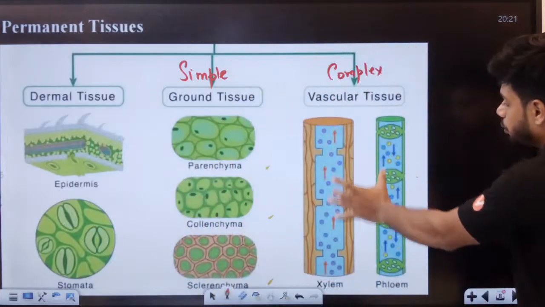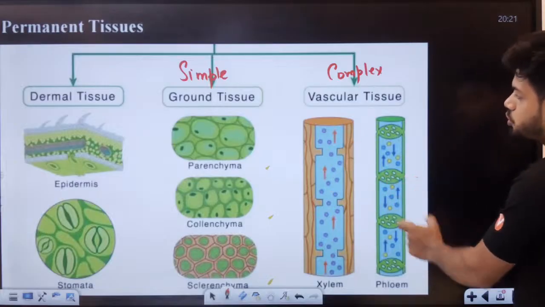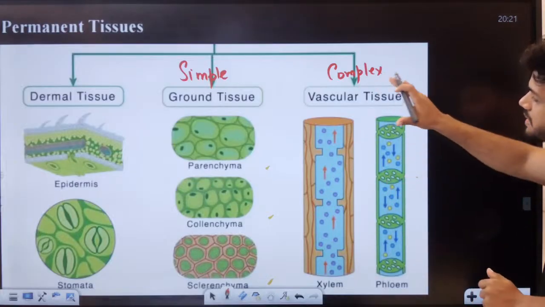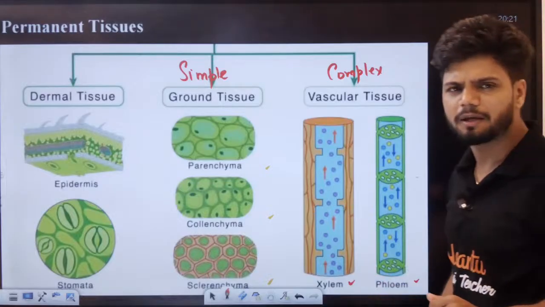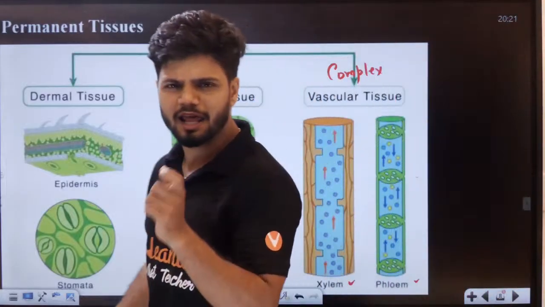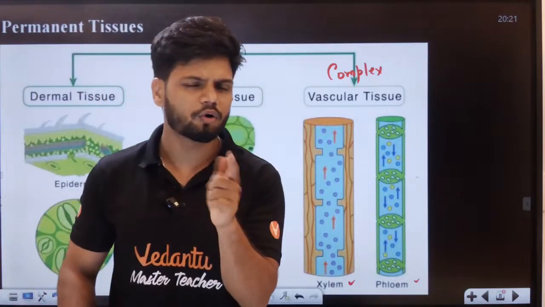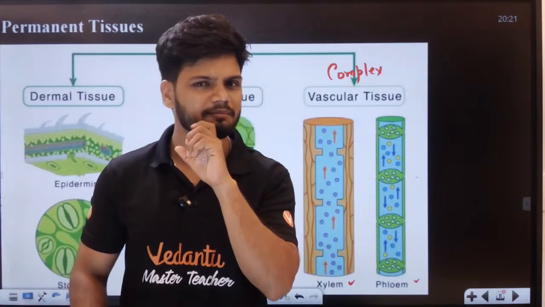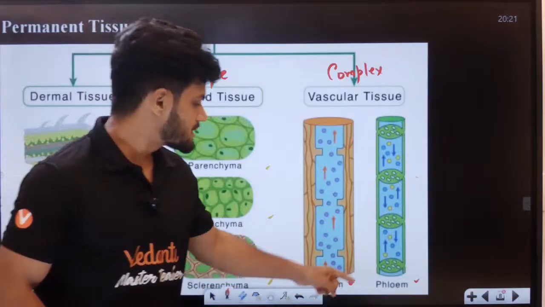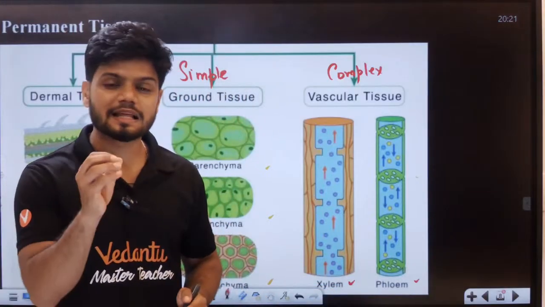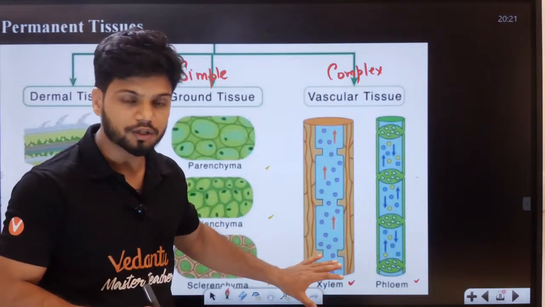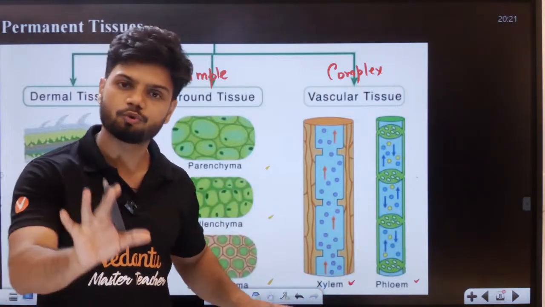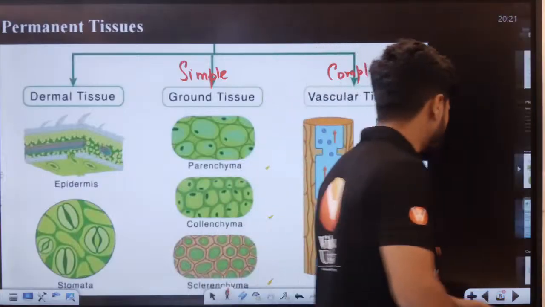Now, these are also called vascular tissues. They are also called complex permanent tissues. Xylem and phloem, students. Can anyone remind me? Do you think xylem helps in conduction of food or water? Xylem helps in conduction of water. Phloem helps in conduction of food. This much all of you should know.